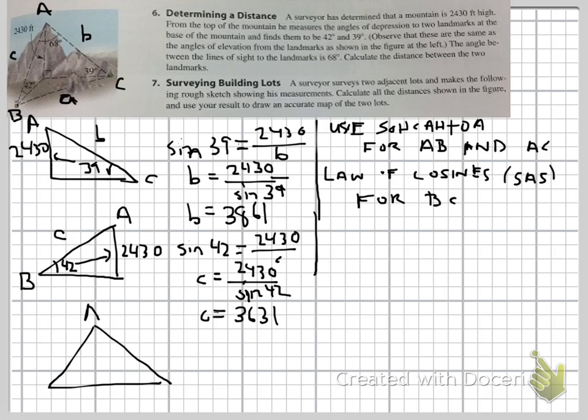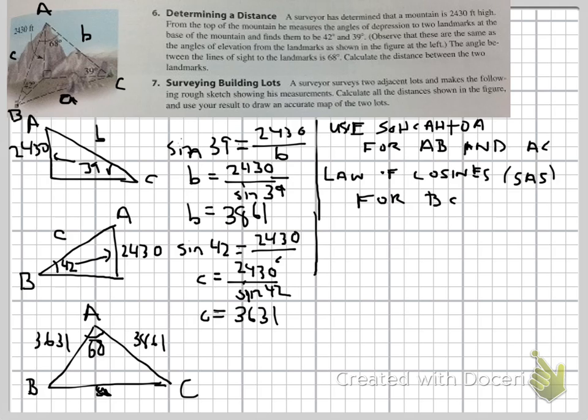Okay. So now we're looking at a triangle that's kind of like the front face. If we put the vertex up here, little b down here, big C down here, we're given that this angle here is 68 degrees, where we know that little b was 3861 and little c was 3631. And we're looking for this side A. That's the distance that separates the landmarks.